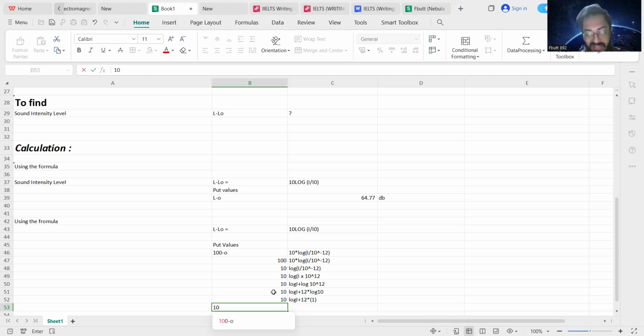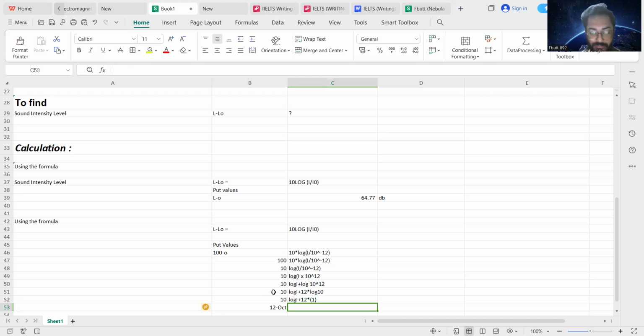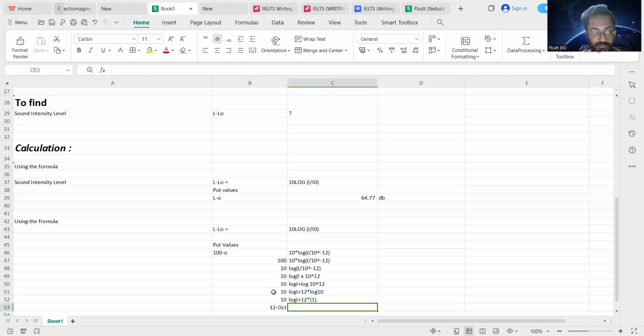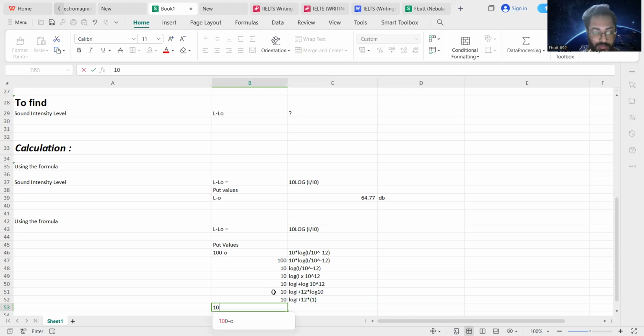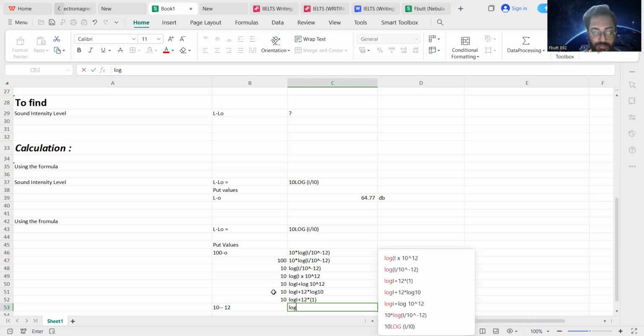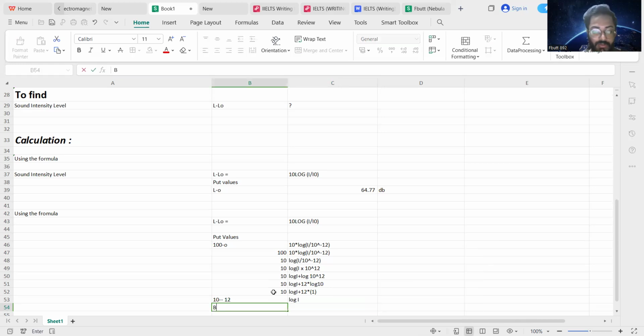12 is adding on the right hand side of the equation. So when we shift it to the left hand side, it will be subtracted from the factor 10. So 10 minus 12 is equivalent to the logarithm of sound intensity. Now we have to find the value of the sound intensity. So to find the magnitude of sound intensity, we'll take the anti-log on both hand sides so that we can nullify the impact of logarithm.